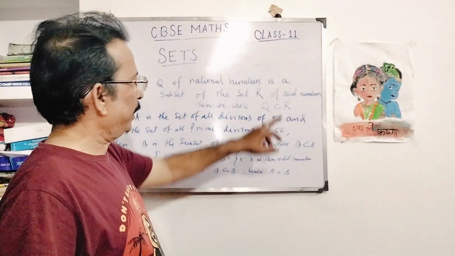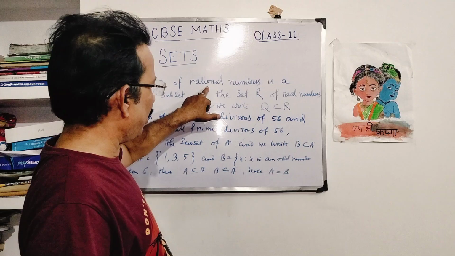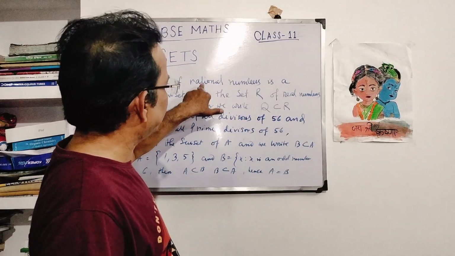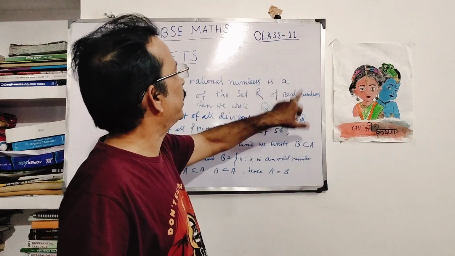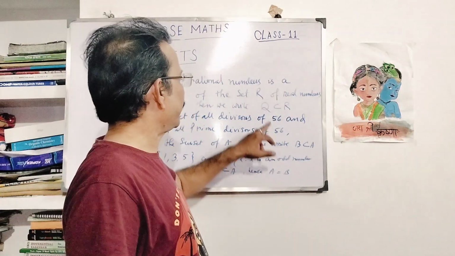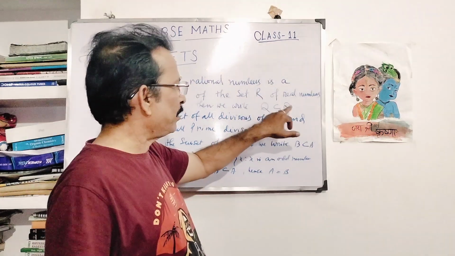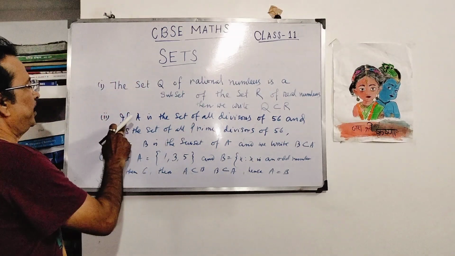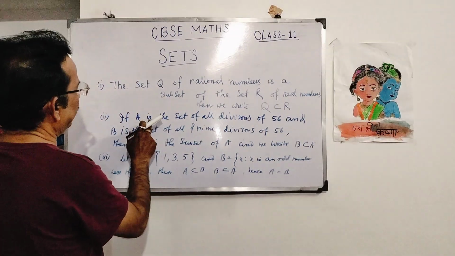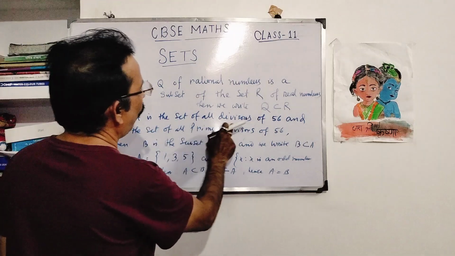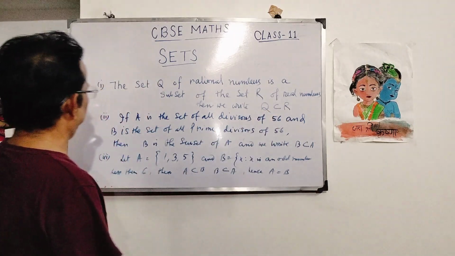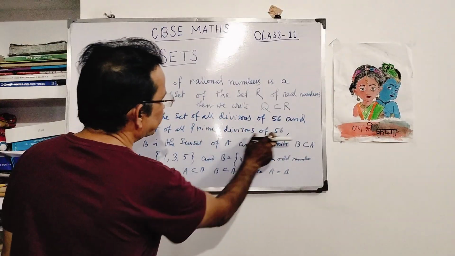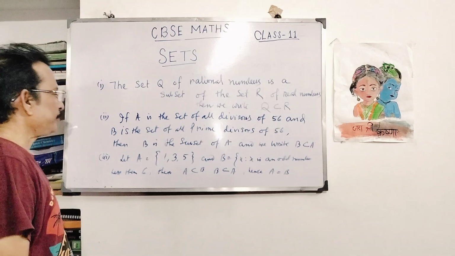Q is the rational numbers, and R is the real numbers. So real numbers include rational numbers. That is why Q is a subset of R. Understood? Then, next, if A is the set of all divisors of 56 and B is the set of all prime divisors of 56.